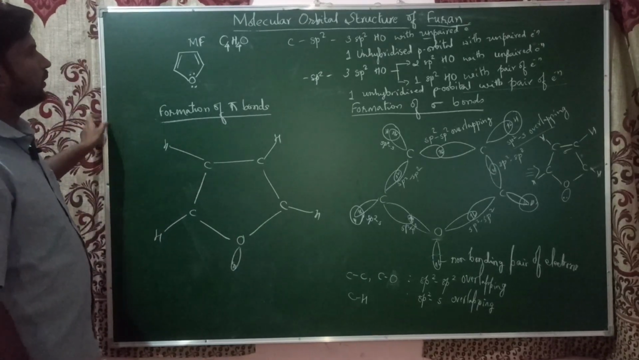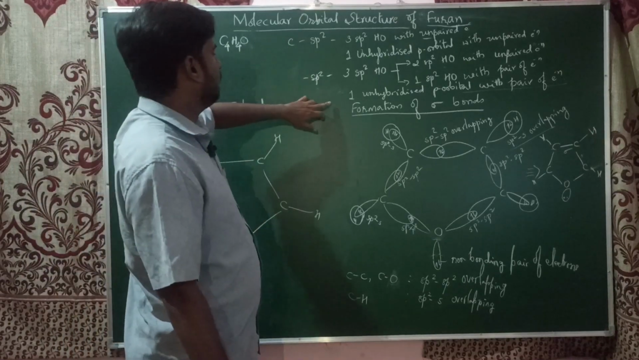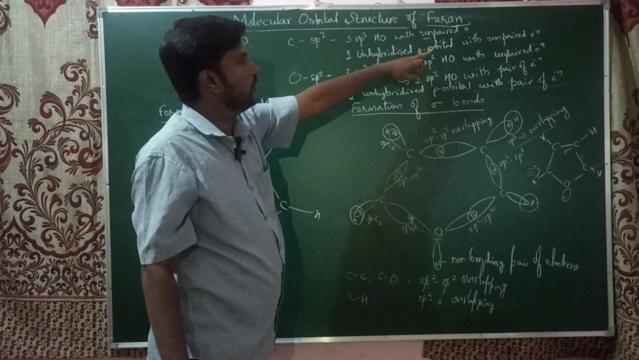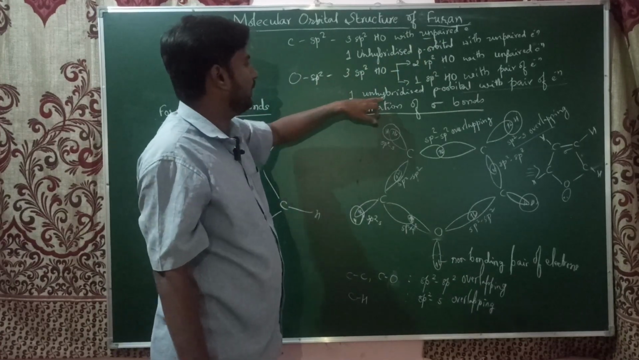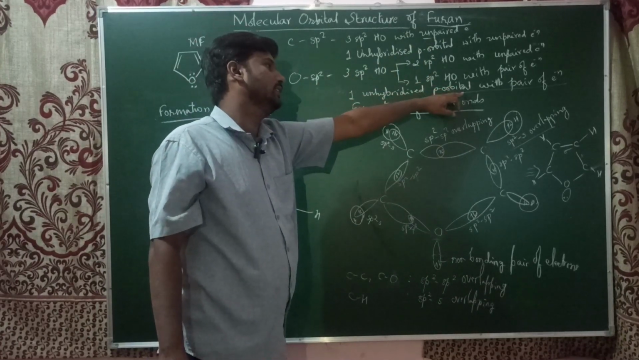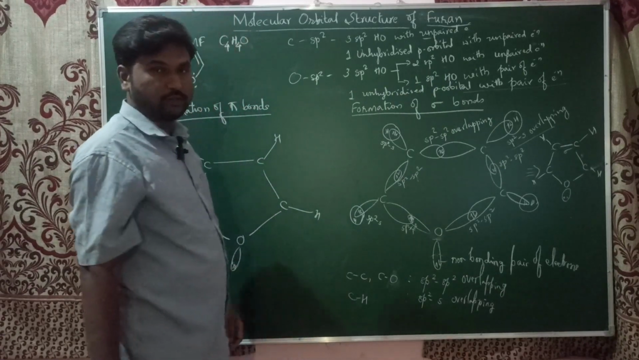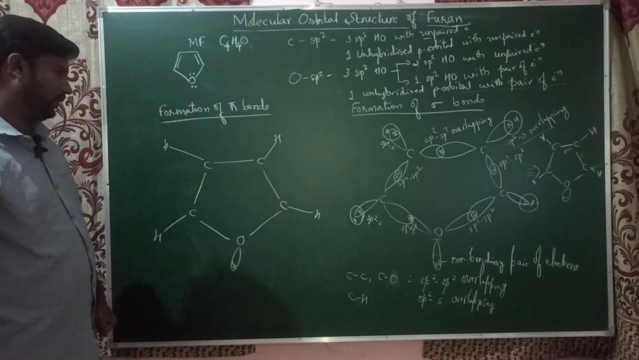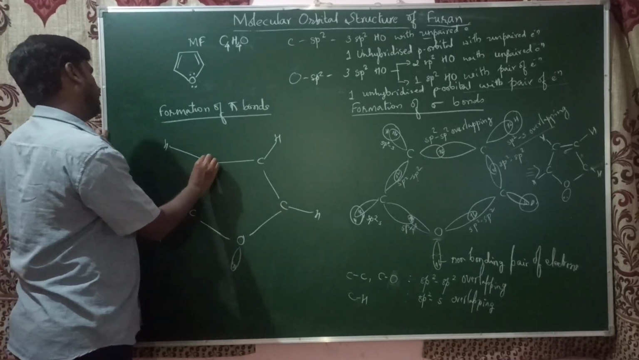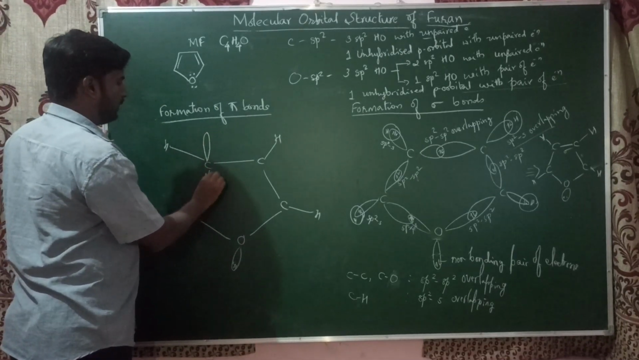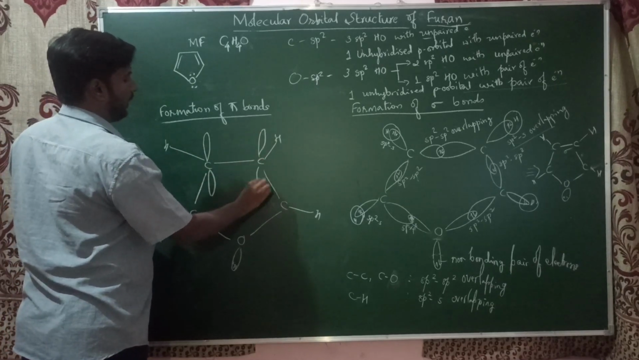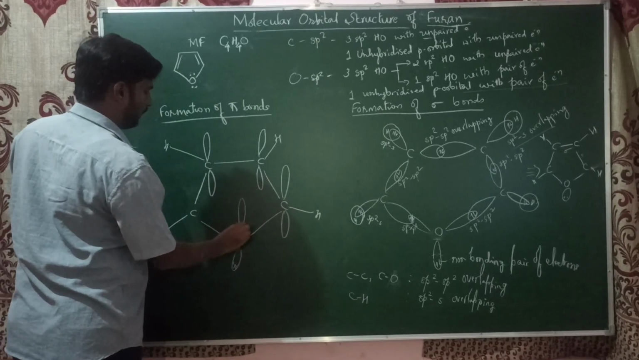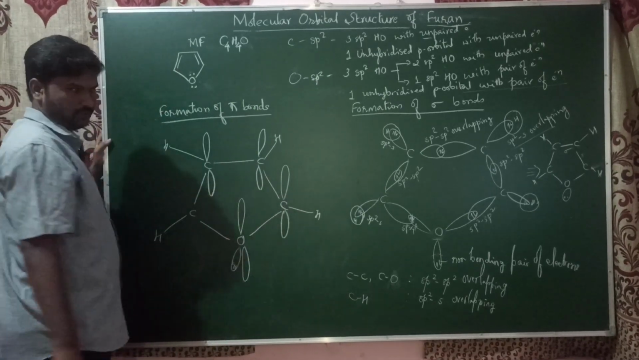We have already seen that in both carbon and oxygen, there is one unhybridized p orbital with an unpaired electron, and one unhybridized p orbital with a pair of electrons. These unhybridized orbitals form pi bonds over here. The shape of each carbon p orbital is a dumbbell, and all these unhybridized p orbitals are perpendicular to the plane of the sigma bonds.